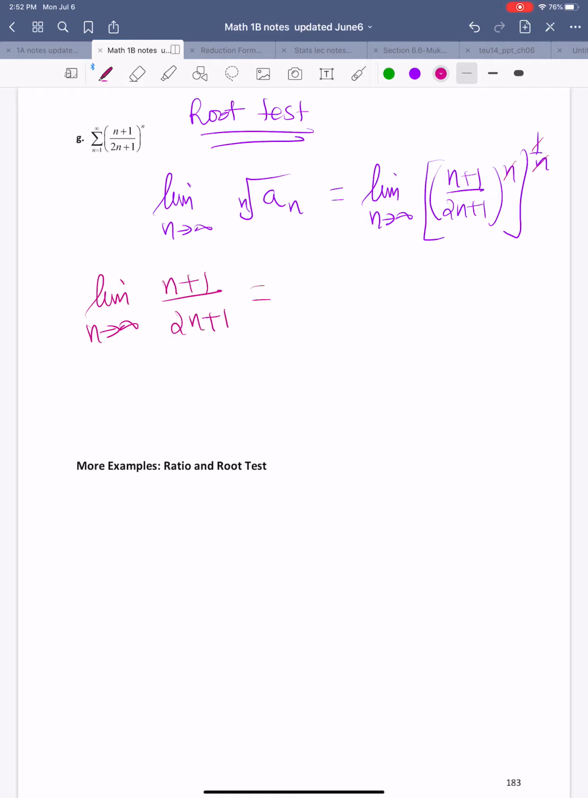And we can divide top and bottom by n, and the limit is going to come out to be 1/2, which is less than 1. That means we have absolute convergence in this case. This series converges. Again, what does that mean? That means if you write thousands, 2,000, 5,000, a million terms of this series, the sum will be a fixed number. The sum will be fixed.